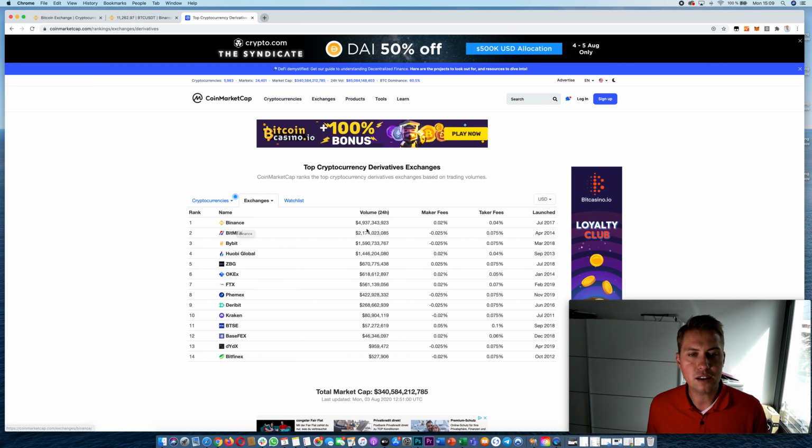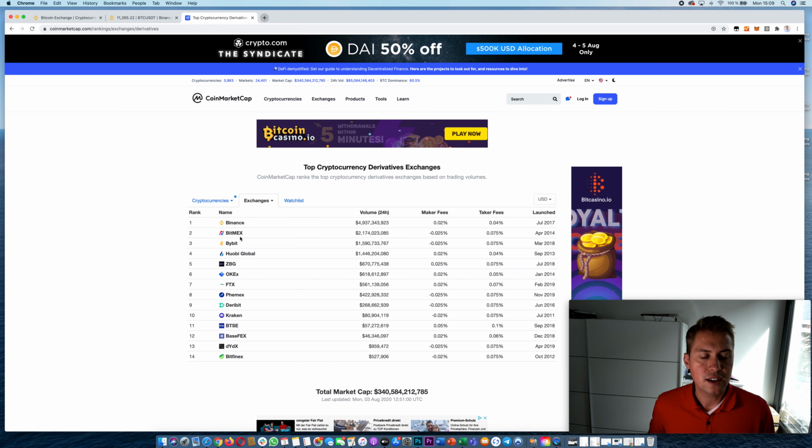As you can see, in terms of volume, Binance has more than twice the volume of the second most popular competitor, BitMEX. So the advantage if you trade on Binance is that you have very high liquidity. So it's easy to enter a position and to leave a position, and you usually get a good price.